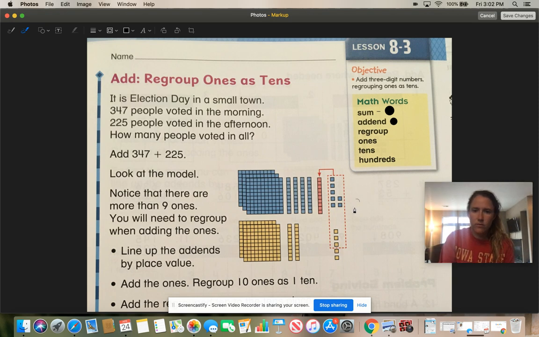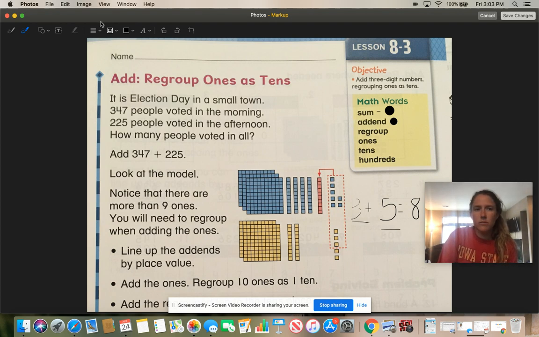So if I have 3 plus 5 equals 8, the two addends are 3 and 5. Those are the addends.